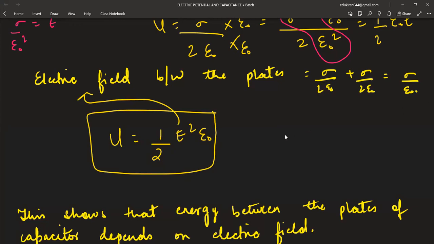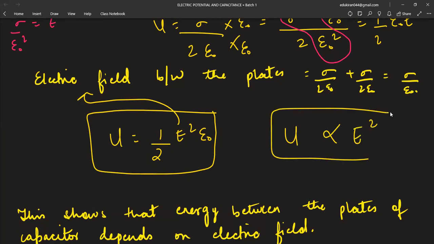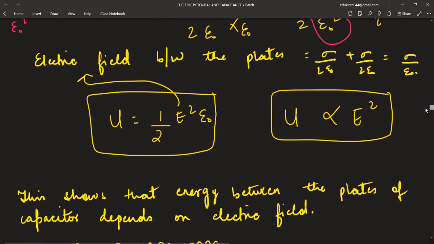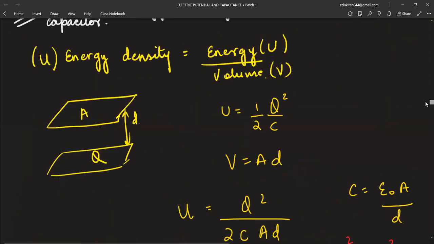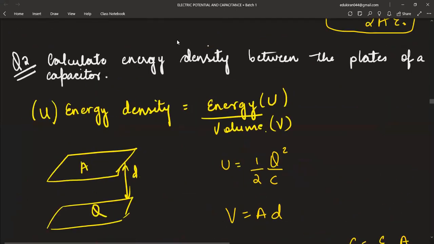And one very important conclusion: energy density is directly proportional to the square of the electric field. So if the electric field increases, the energy density also increases. Tell me class, is this clear? Again, we have done it in the form of a question, but please note this can come as a derivation also. Clear class? All of you?